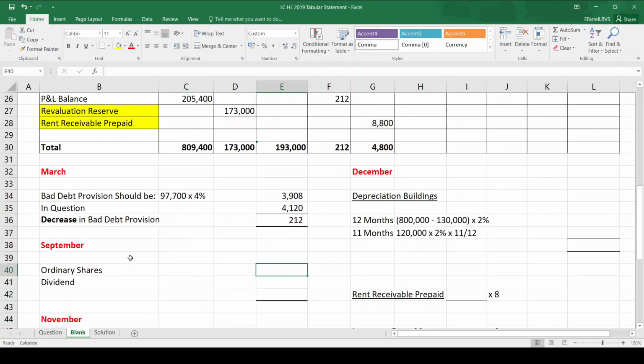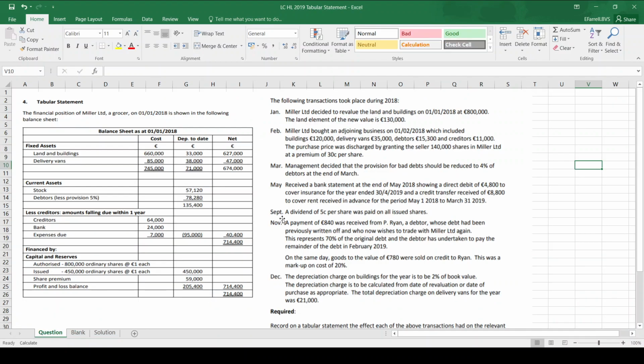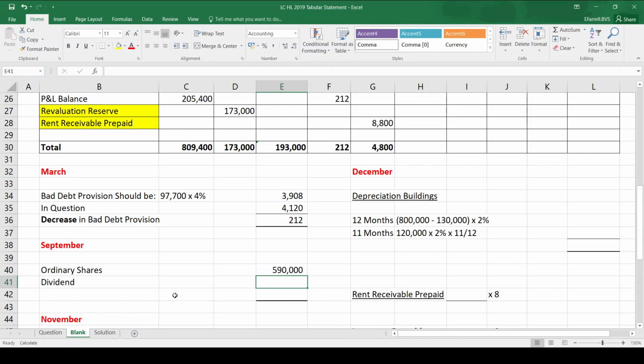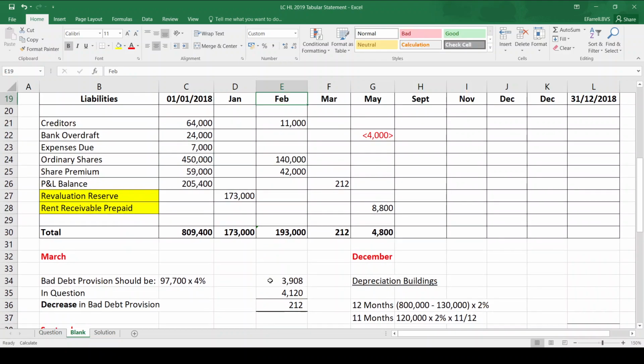So ordinary shares, 590,000. In the question it says that the dividend is 5 cents per share and they're €1 shares. So it's 5 cents or 5%. So if we work out, the dividend is 29,500. And if we pay out a dividend, that means that the bank overdraft is going to go up because it's money going out. And it also means if we pay out a dividend, it's going to reduce our profits, because at the bottom of a profit and loss account, you would take away dividends paid. So it's going to reduce our profit by 29,500.